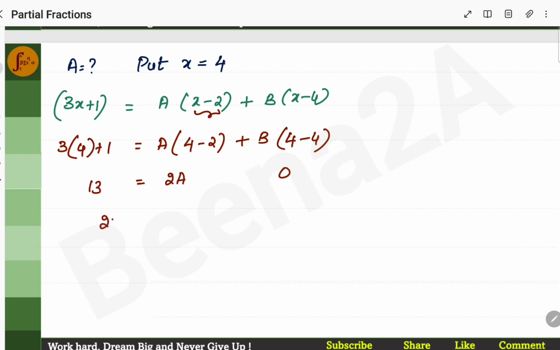Therefore what is a? A is equal to 13. I'll bring down 2 because this is multiplication. When I shift it to the other side, it will become division. So it will become 13 by 2. So a is 13 by 2. So we got the value of a also.